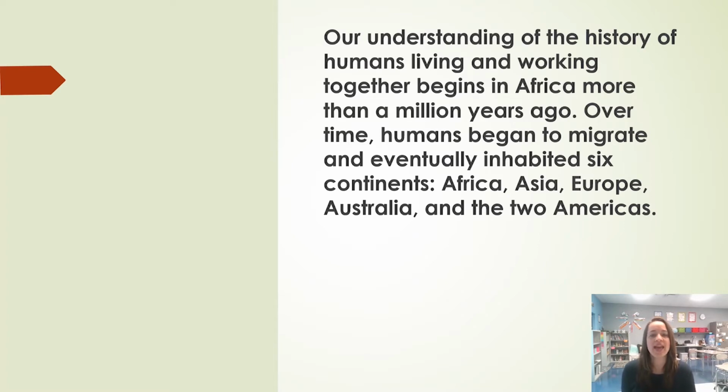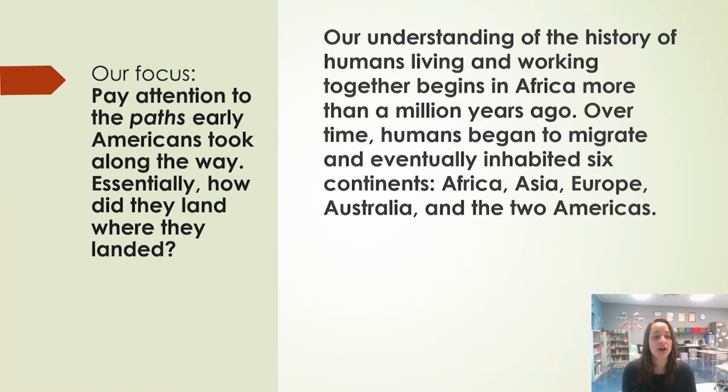Pause for a moment and think about what you understood from the first reading of this text. Now I'm going to read the text one more time. This time, I want you to pay attention to the paths that the early Americans took along the way. Essentially, think about how they landed where they landed. Why do you think they settled there?